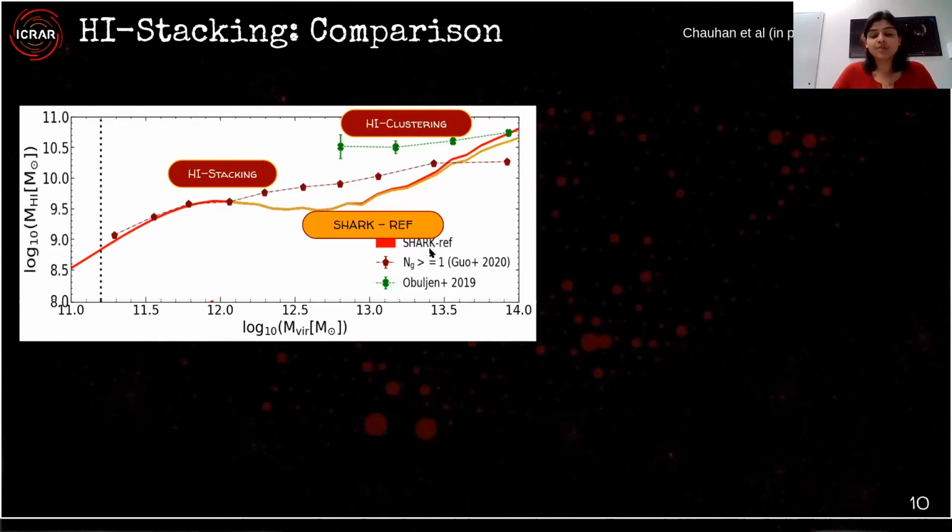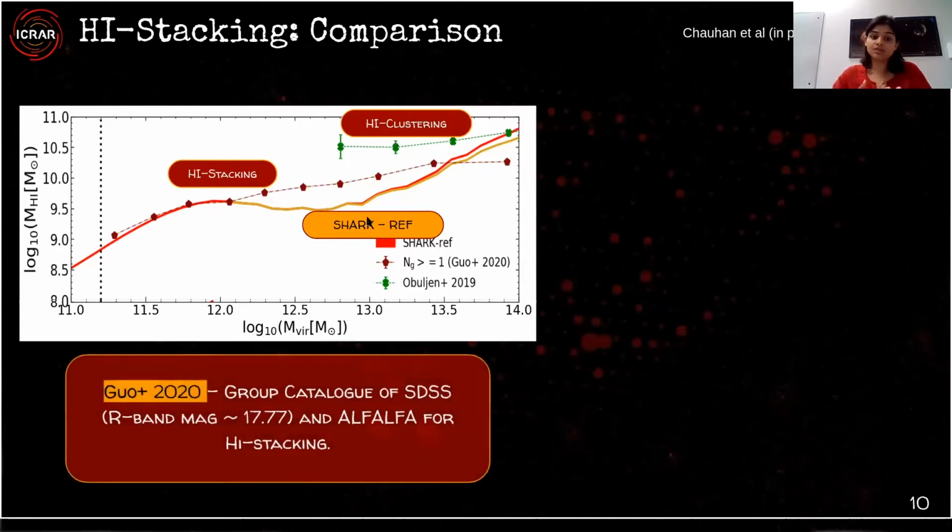Over here, I'm going into a bit more detail. As I said before, up to 10 to the 12, we seem to agree well with the H1 stacking values. We go a bit further, and then we start finding a discrepancy. Now, the points over here are from Gore's 2020 paper. The way they had done their stacking was they had used the group catalog from SDSS and the alpha H1 observations and stacked those values in order to get the H1 mass associated with a certain halo.